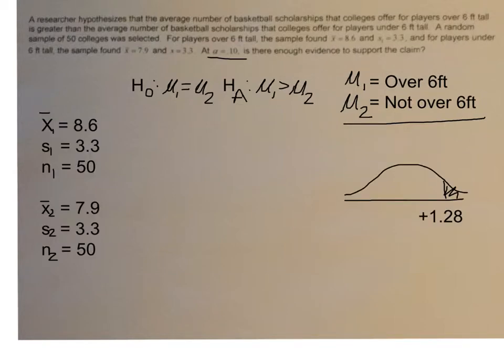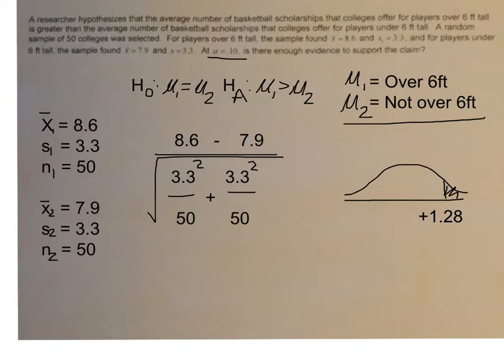Hopefully you decided this was a one-sided test and you got positive 1.28 as your critical value. Well, now if we're going to use this information and we're going to test the idea that these are equal or over 6 foot tall players get more scholarships, now we need to go ahead and find our test statistic. Go and plug everything in and go ahead and get that number. Pause the video and come back when you're ready.